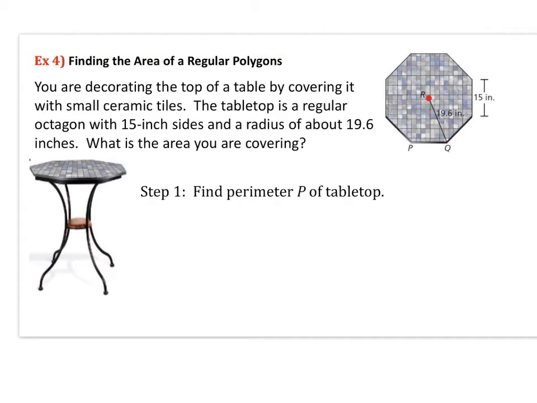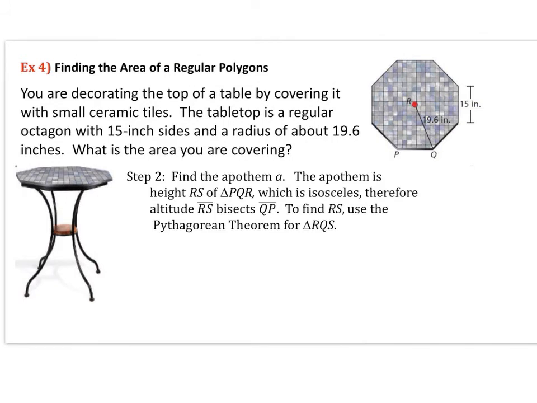So first step is we want to find the perimeter of the tabletop. So to find the perimeter is we take all 8 sides and multiply it by each side length, which is 15, and get 120 inches. Our next step is to find the apothem. We know the apothem is segment RS of triangle PQR.